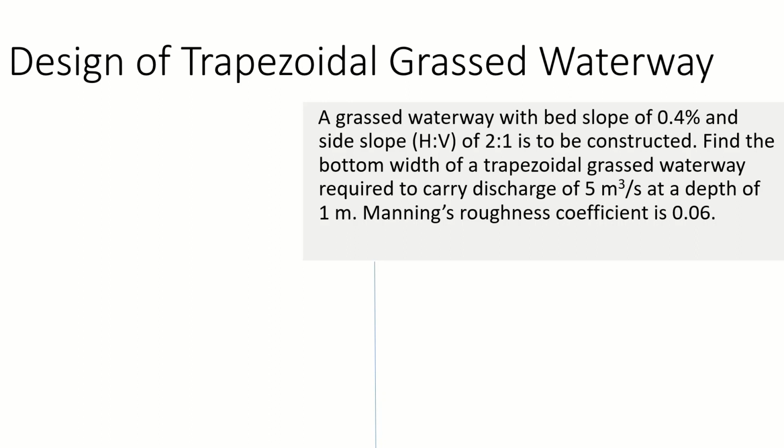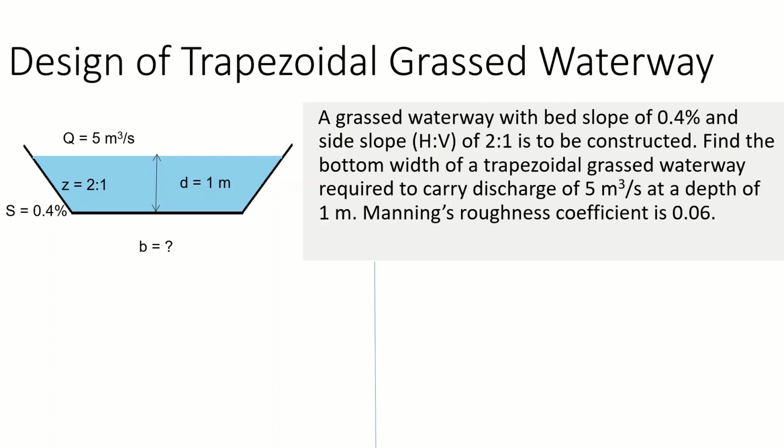Find the bottom width of the trapezoidal grass waterway, which is required to carry a discharge of 5 meter cube per second at a depth of 1 meter. Manning's roughness coefficient is 0.06. So this channel should be able to carry 5 cubic meters of water per second, when the depth of water is 1 meter. So let us find the bottom width, which will allow this channel to carry the required discharge.